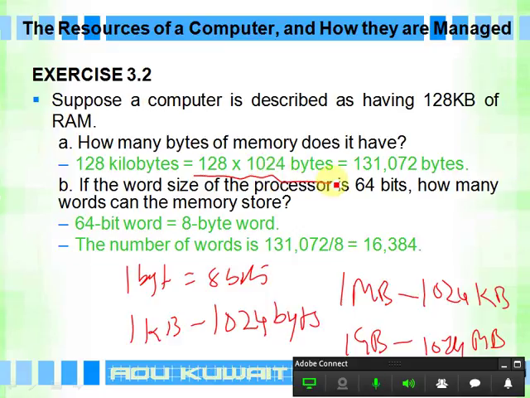So you have 128 kilobytes. How many bytes is it? It is 128 into 1024, so 131,072 bytes. Now if the word size of the processor is 64 bits, how many words can the memory store? 64 bits is 8 bytes. So divide this number by 8 to get the number of words, that is 16,384.